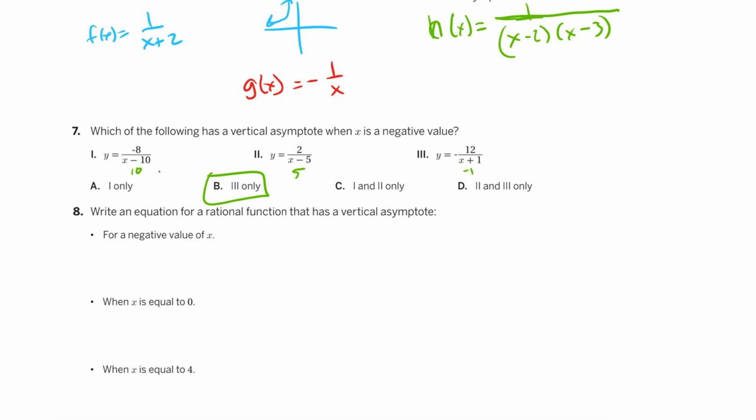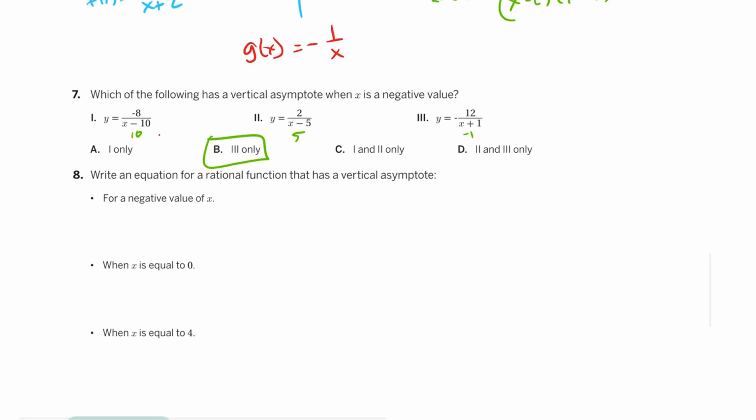Number 8, write an equation for a rational function that has a vertical asymptote for a negative value of x. In that one, I need to make it x plus something. So f of x equals 1 over x plus 1, because then -1 would be my vertical asymptote. When x is 0, that's just going to be g of x equals 1 over x. And when x is equal to 4, h of x equals 1 over x minus 4, because then 4 would make the denominator 0.